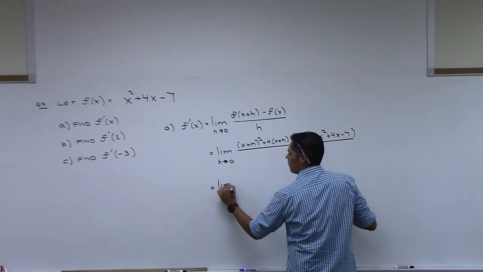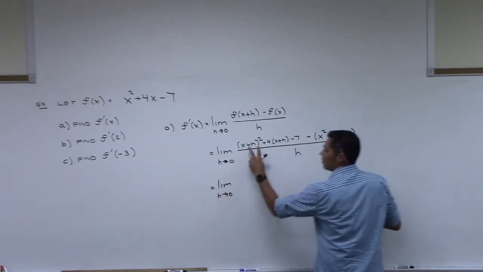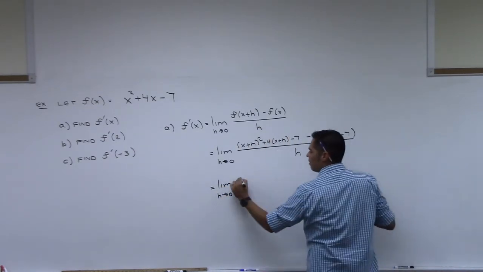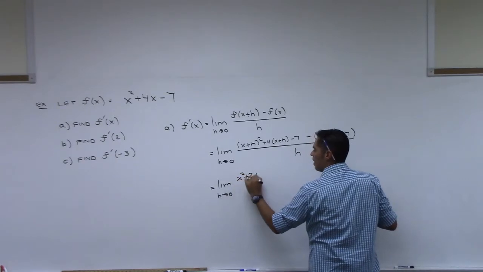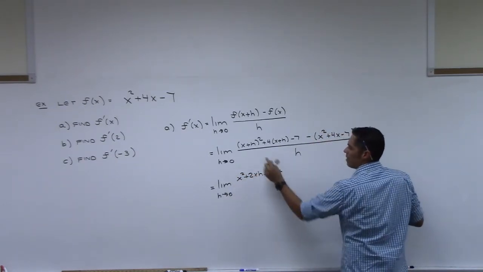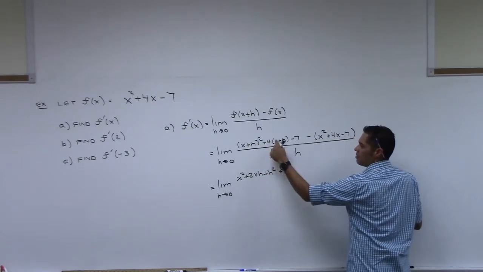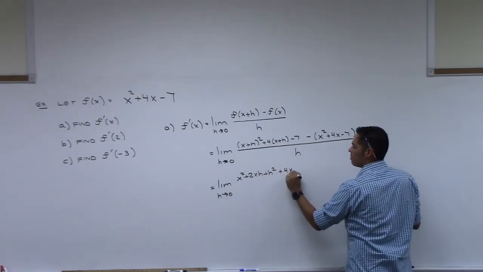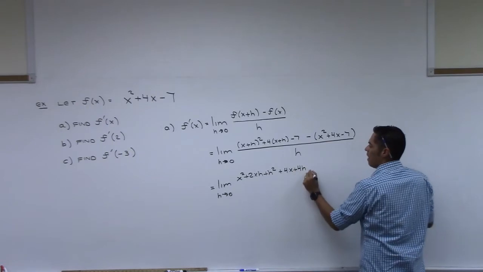Then you have to expand that, so you do that on the side. We've already done that. It's x squared plus 2xh plus h squared. So that's just this squared. And then we have to distribute the 4 through: 4x plus 4h, and then minus 7.